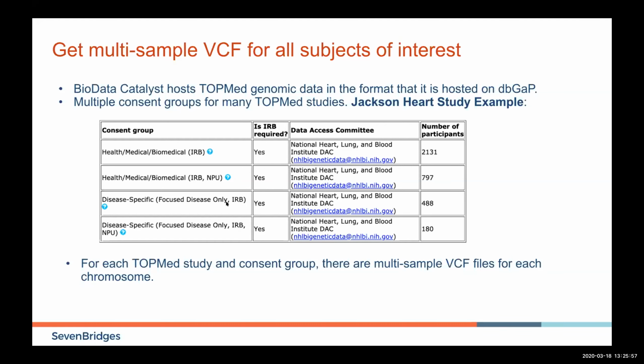And the point I want to make here is that for each of these consent groups, there are multi-sample VCFs for all of the subjects included in that multi-sample VCF group, but then separated out by chromosome. So this means if a researcher is going to be working with data from multiple TopMed studies or multiple consent groups, they've got a handful of multi-sample VCFs at the chromosome level that they're going to be working with.